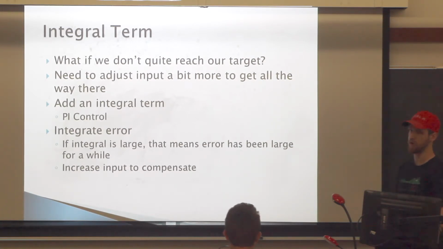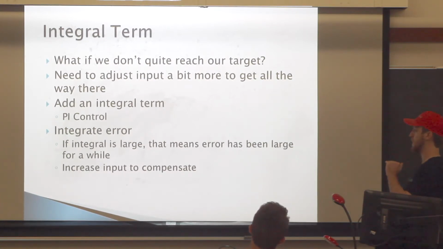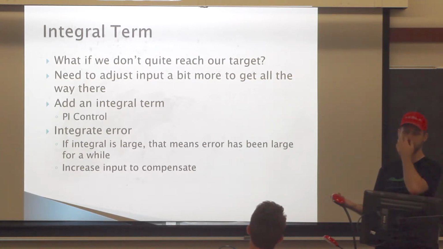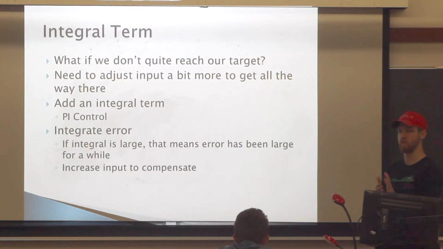So if we integrate our error, we're basically adding up over time. And if it's big, that means that our error has been there for a while. And so if we want zero error, we want to get the integral down to 0. So if our integral's high, it means we've had error existing for a while, so we need to change something because that error's not going away. So then we'll increase our input, and then we'll catch up.